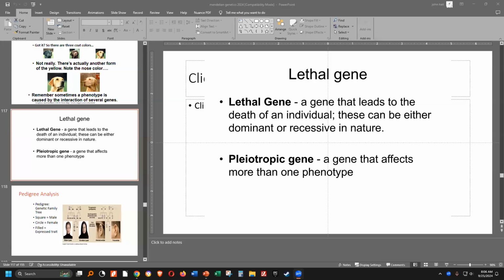We're going to run through the chi-square test today, as well as finish up genetics and move on to mutation.